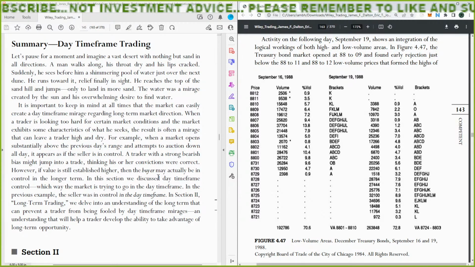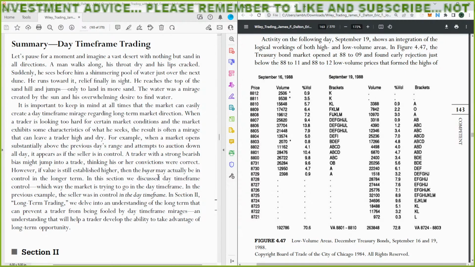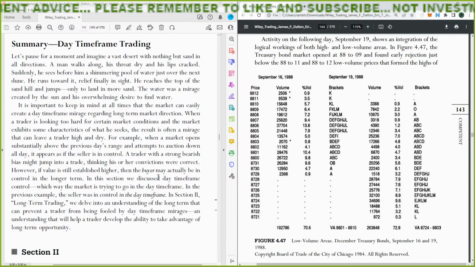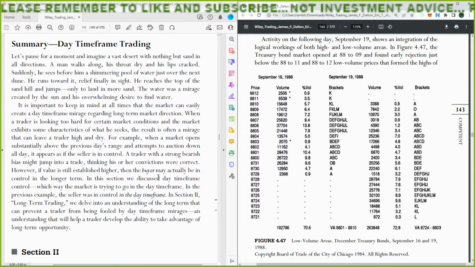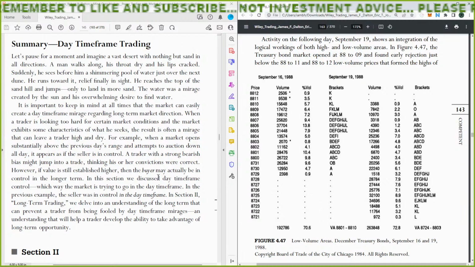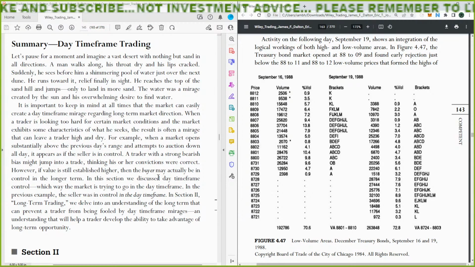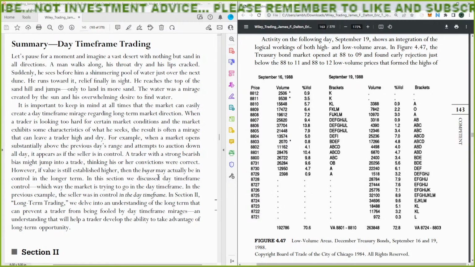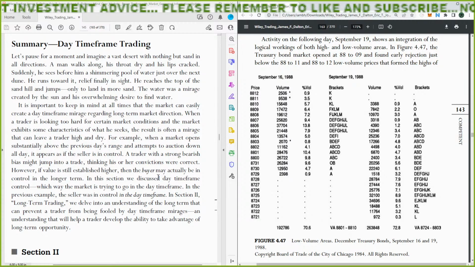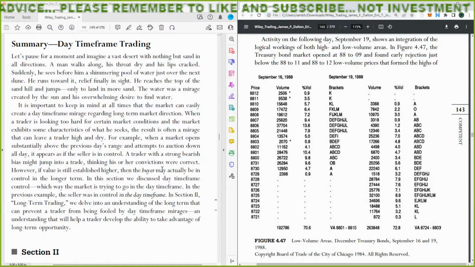In this section, we discuss day time frame control, which way the market is trying to go in the day time frame. In the previous example, the seller was in control in the day time frame. In section 2, long-term trading, we delve into an understanding of the long term that can prevent a trader from being fooled by day time frame mirages, an understanding that will help a trader develop the ability to take advantage of long-term opportunity.